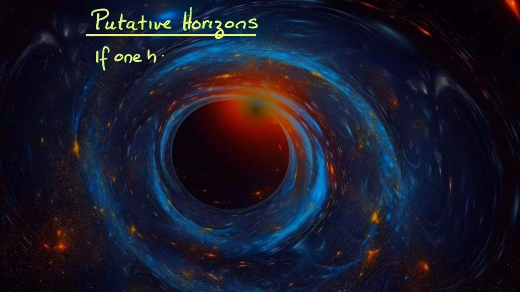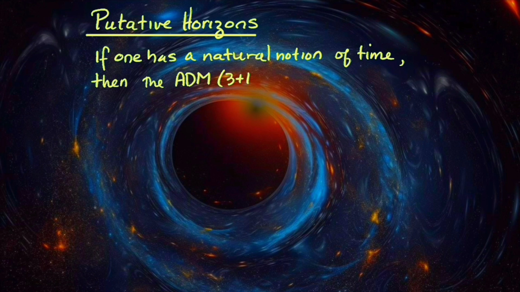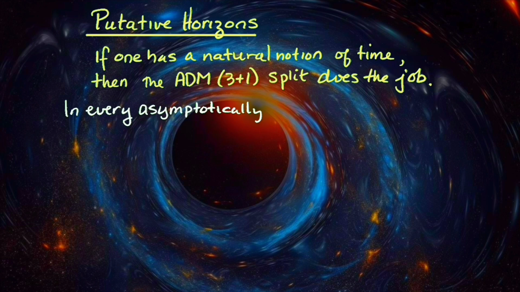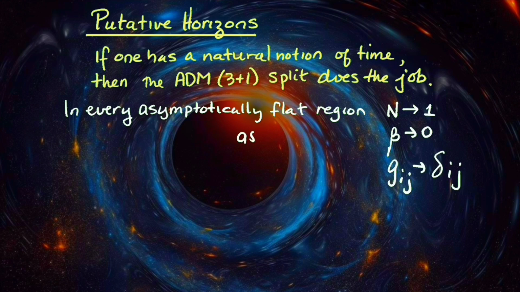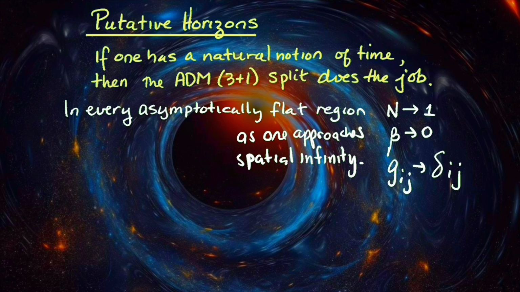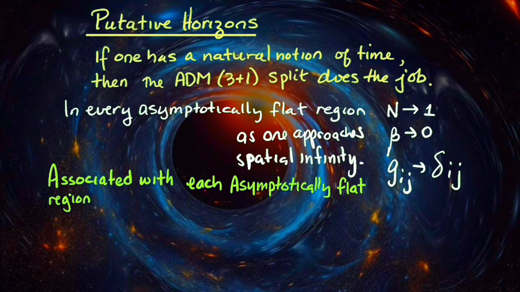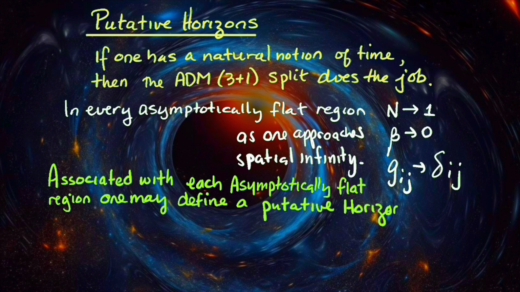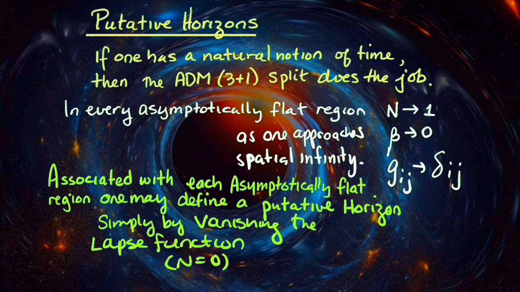Putative horizons. If one has a natural notion of time, then the ADM split does this job quite nicely. And in every asymptotically flat region where the lapse function goes to 1 and the shift function goes to 0, the metric is given by the Kronecker delta. Associated with each asymptotically flat region, one may define a putative horizon simply by letting the lapse function vanish. Time basically slows to a stop.